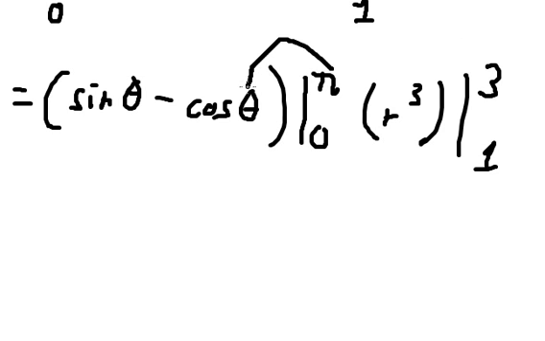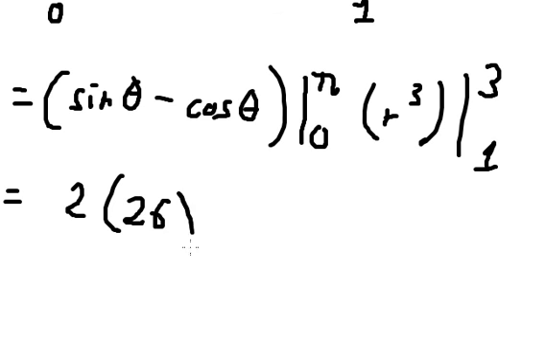Now we put b in here, and number 0 in here. We calculate this one and we have number 2. This one is 26. So we calculate this one and we have 52. This is the end.